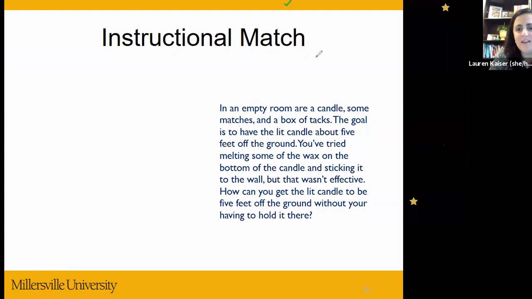pictures. All right, in an empty room are a candle, some matches, a box of tacks. The goal is to have the lit candle about 5 feet off the ground. You've tried melting some of the wax on the bottom of the candle and sticking it to the wall, but that wasn't effective. How can you get the lit candle to be 5 feet off the ground without your having to hold it there? If you've heard this before and you have prior knowledge, don't share it yet. Only write it in the chat if you're giving your actual guesses.